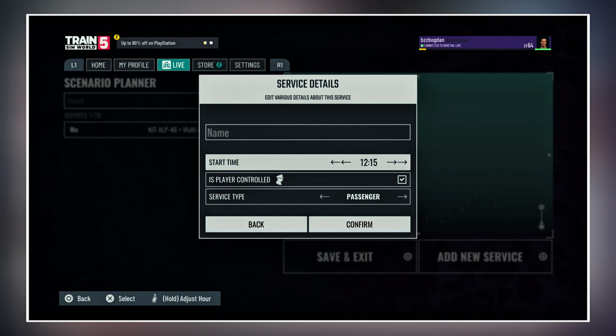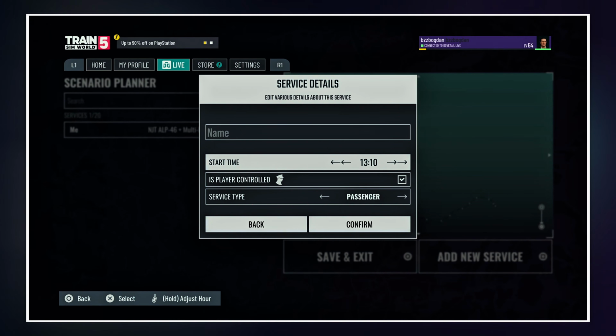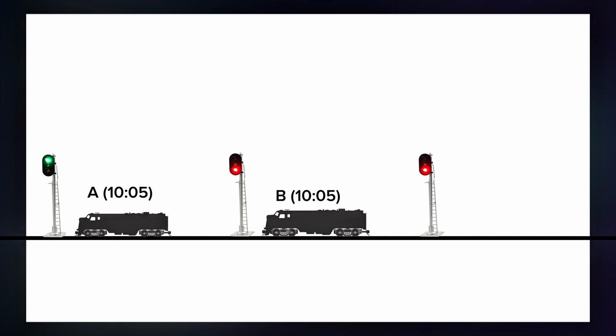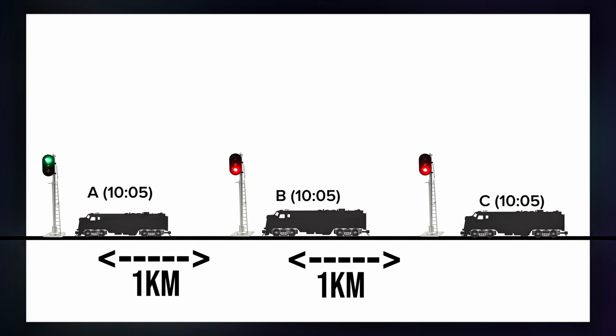Currently, departure times can only be set in 5-minute increments. This often causes huge gaps between services or bottlenecks, where trains are stuck behind red signals waiting for the one ahead to clear the line. For a better picture of what I'm saying, let's imagine 3 trains. Train A departs at 10:05 from a station. Then in another station 1 kilometer away, we have Train B. And there's also Train C from a station 1 kilometer away from the previous one.